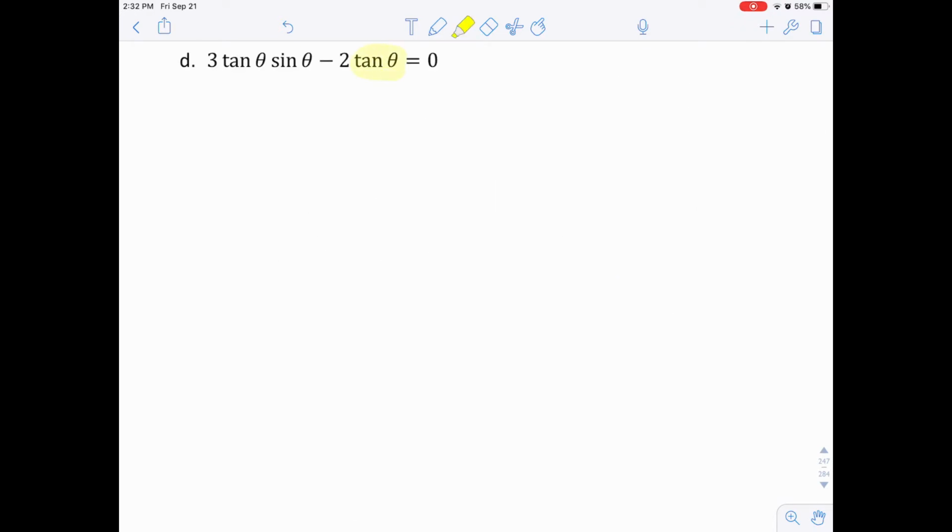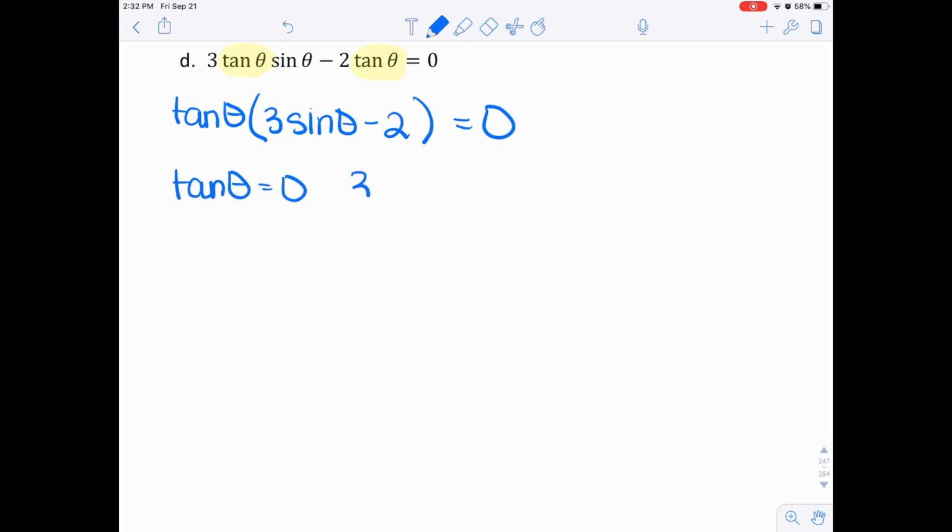This is another equation where we can use factoring to solve. And we can use factoring because there's two terms and both terms have a tangent theta. If you factor out a tangent theta, that leaves inside the parentheses 3 sine of theta minus 2 is equal to 0. And just like with the previous problem, once it's factored, you can set each factor equal to 0 and solve.